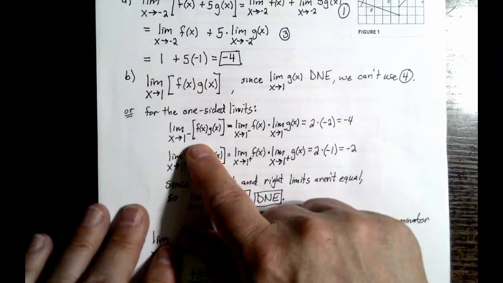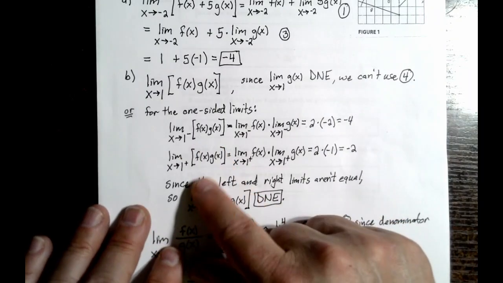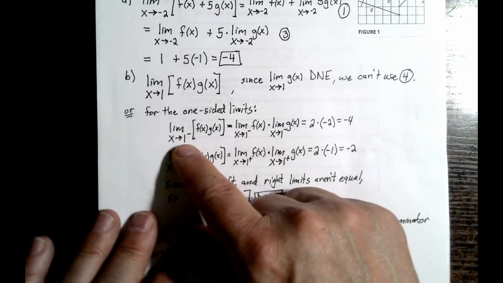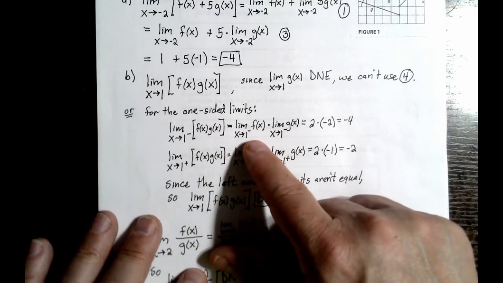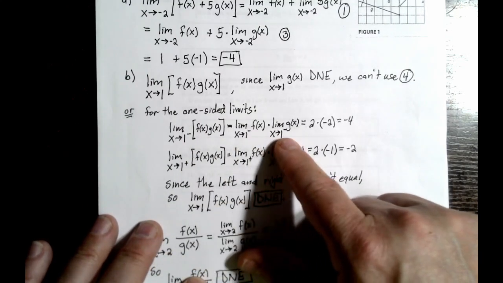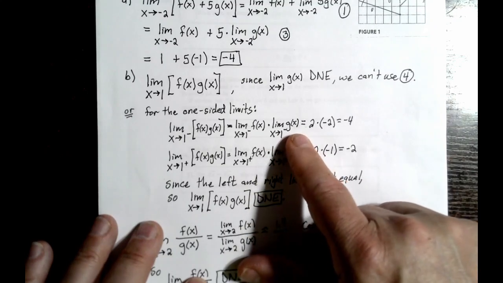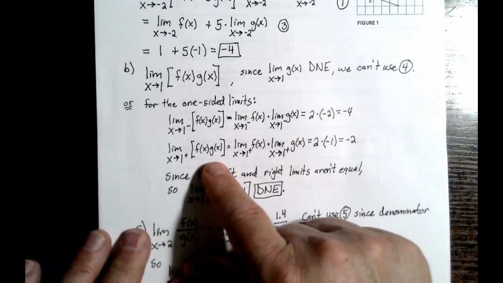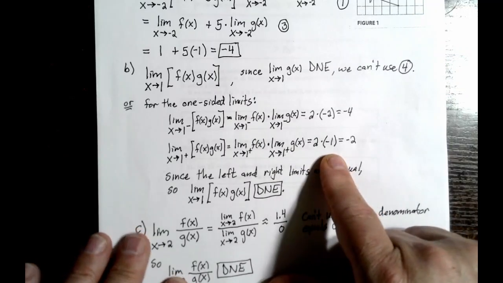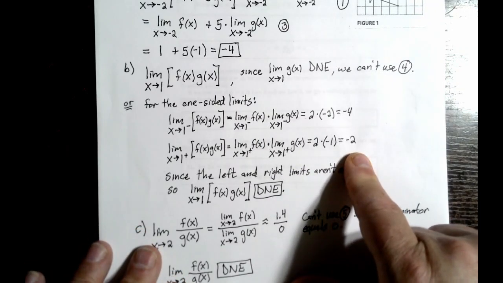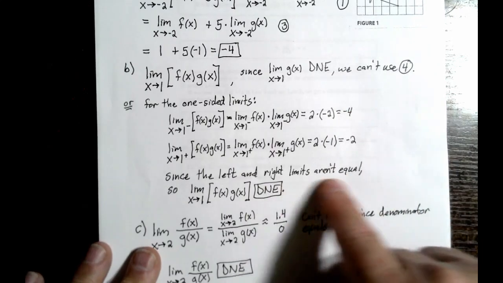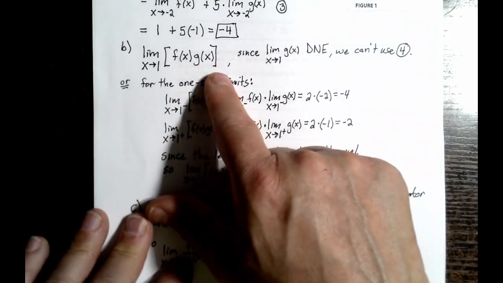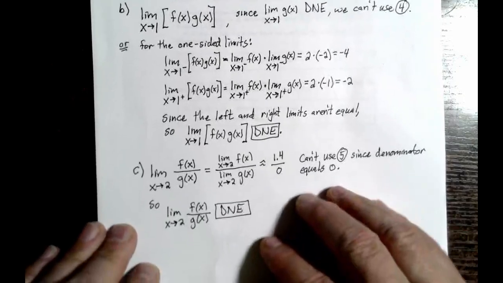But if you want to, you can use the limit laws for coming at it from the left and right. Coming at it from the left, you can say the limit as x approaches 1 from the left of f times g equals the limit as x approaches 1 from the left of f, times the limit as x approaches 1 from the left of g, which we now know were 2 and minus 2, which gives you minus 4. If you do it from the right, you get these two other values. And so you see you get a different answer for the left and right-handed limits. Because they're not equal, the limit does not exist. But again, you could have just said that up here as well.